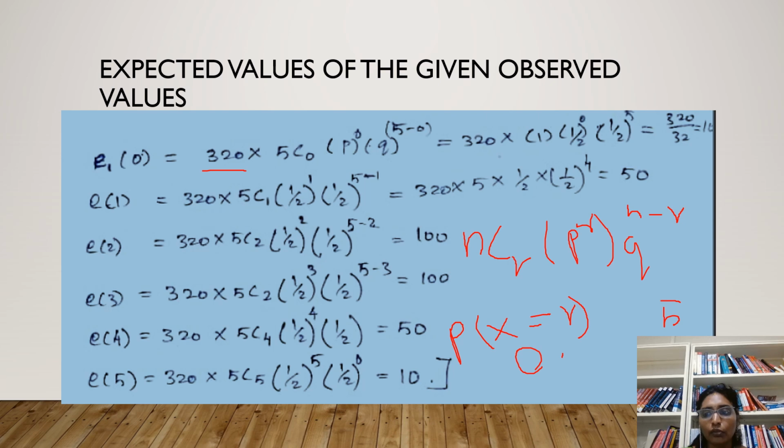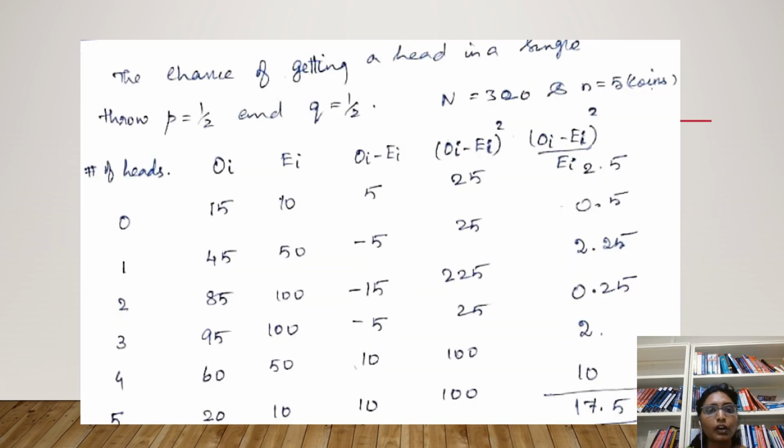So can you understand how we calculate the expected value now? And then next you have to put all those things in the table. This table shows number of heads, observed value, and expected value. So now using this formula, you know how to calculate the expected value.